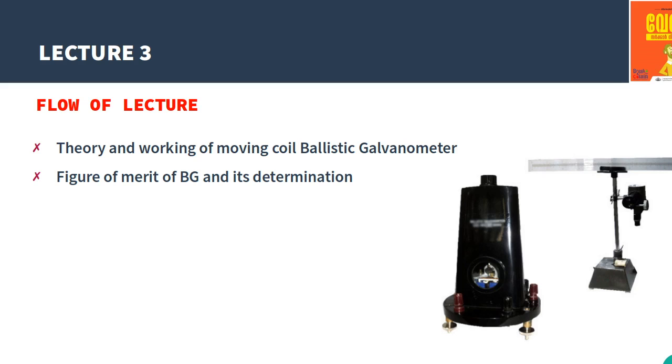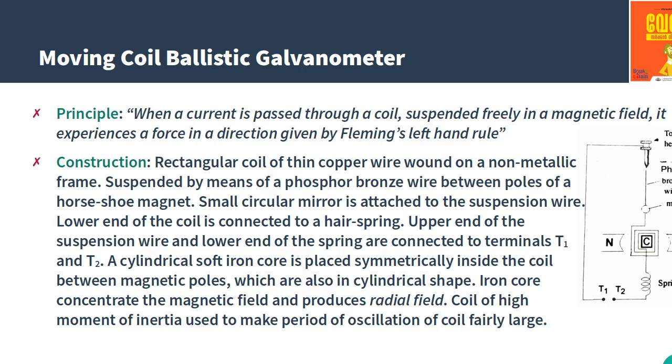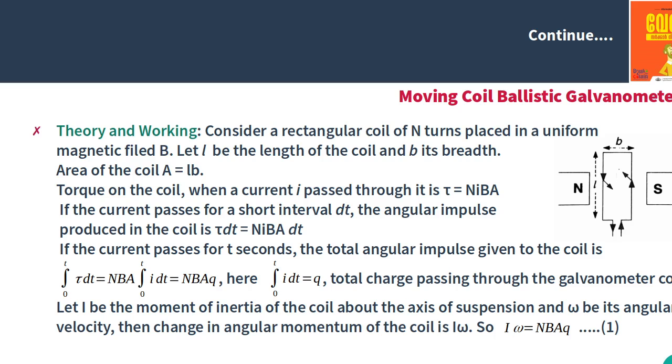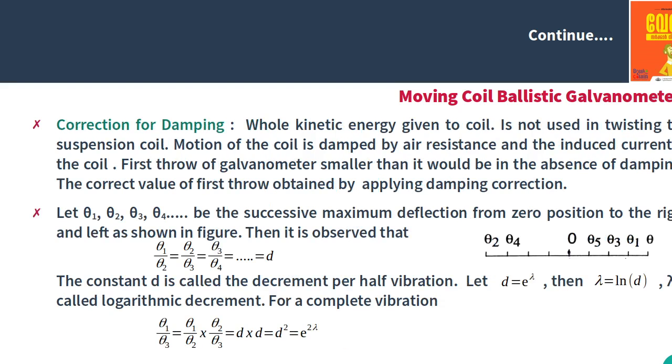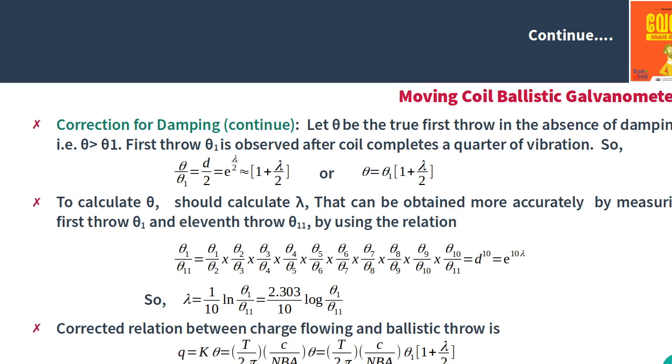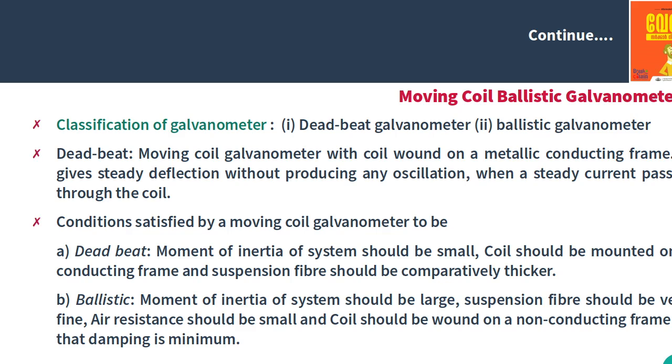So, the first video, in that we covered the principle and construction of moving coil ballistic galvanometer. Then we looked through the theory and working of the ballistic galvanometer. And we also studied the correction for damping in the moving coil ballistic galvanometer. And with that we stopped the first video. And in this video, the second part of that, we are covering mainly the figure of merit of ballistic galvanometer.